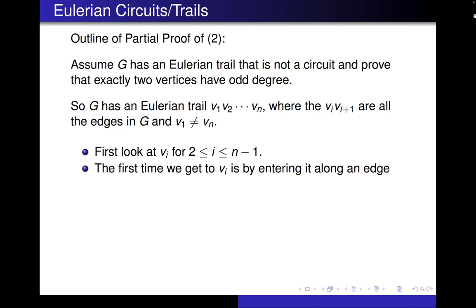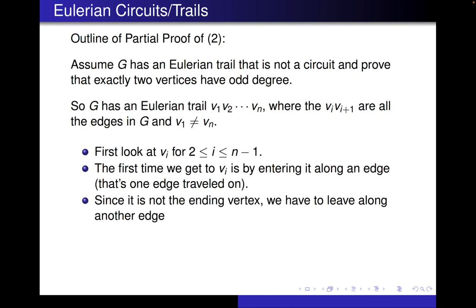So during our Eulerian trail, starting at V1, the first time we get to Vi is by entering it along an edge. Remember, it is not at the beginning of the Eulerian trail, so we could not have got started there. So the only way we can get to that vertex, which we have to, is by entering it along an edge. So that's one edge that we've traveled on so far, coming into Vi.